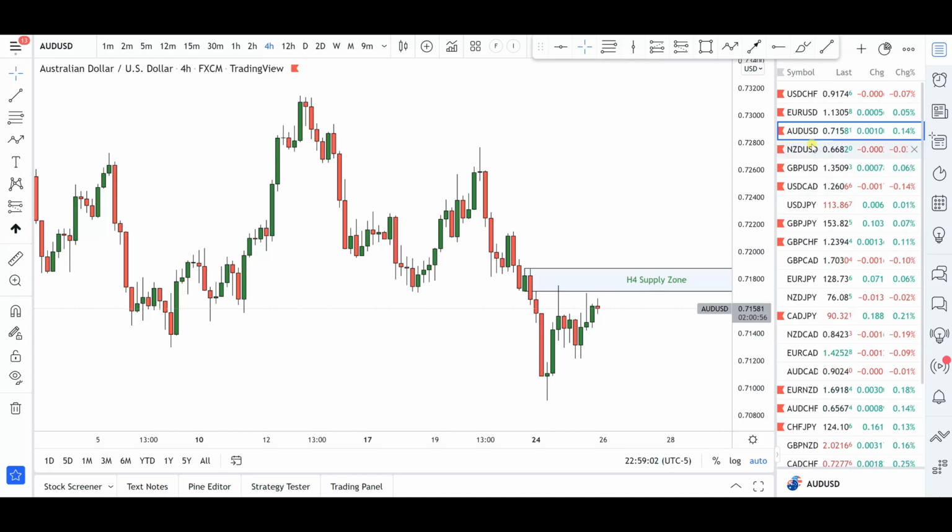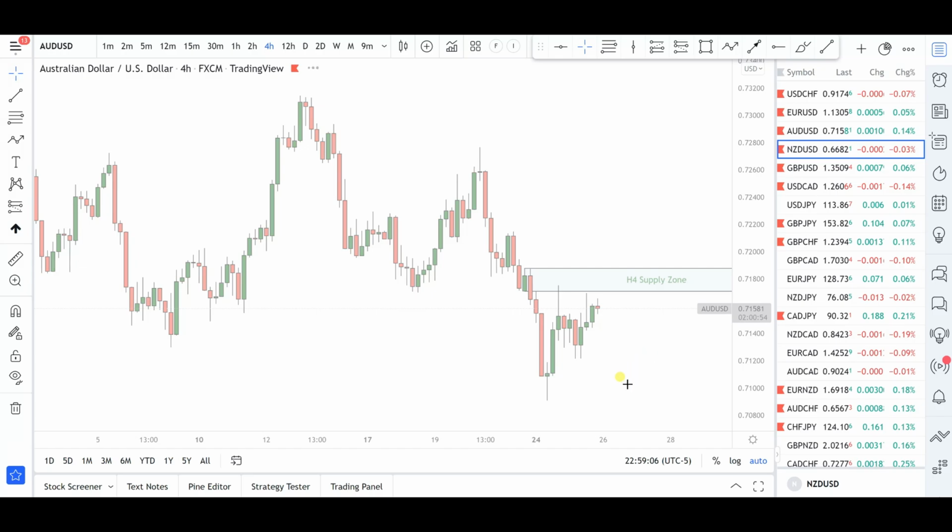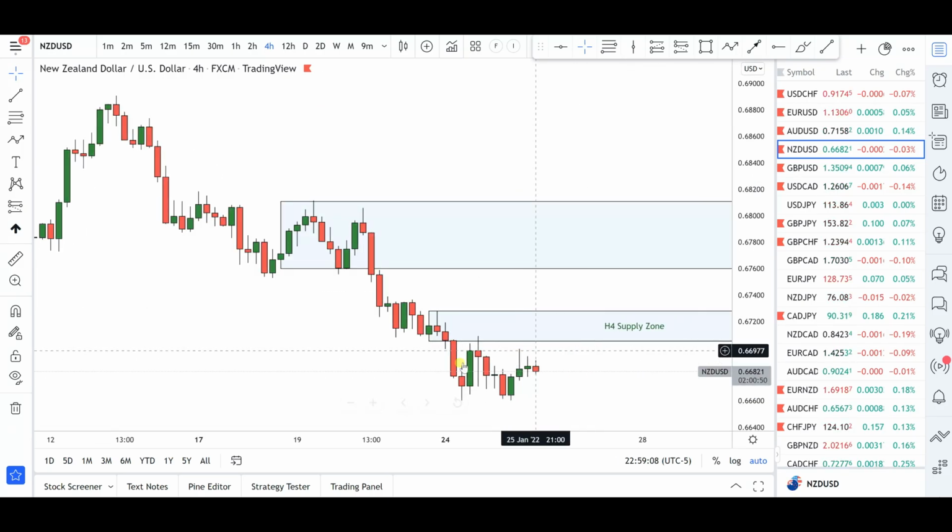All right, now that's it for Australian dollar, US dollar. Next up, New Zealand US dollar. What do we have here? Again, quite similar to the Australian dollar, US dollar setup, but in this case, I'm keeping an eye on right around, let's say, 0.6700 area.